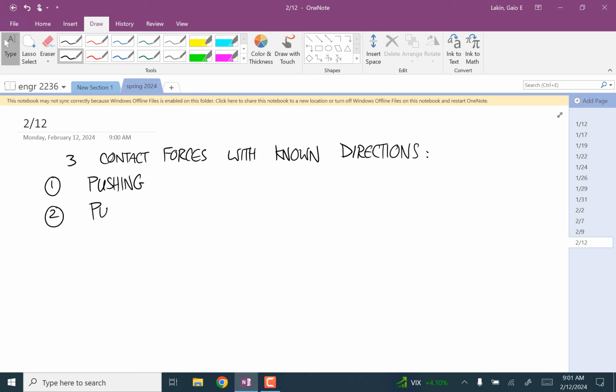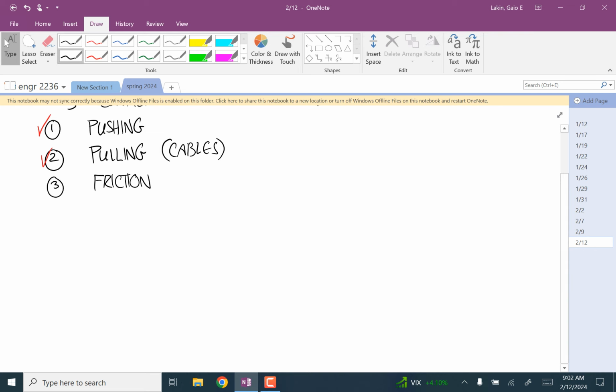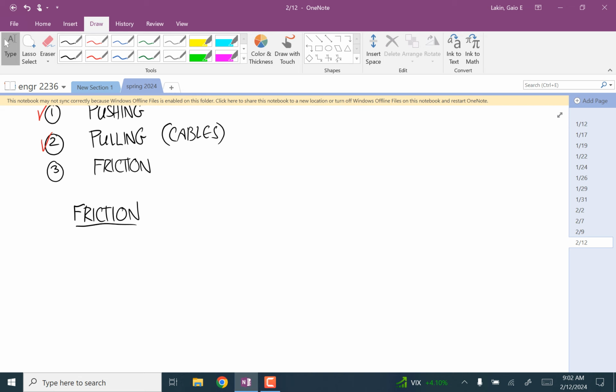The second one is pulling. You can always think of that as with cables. And the third one is friction. And we've done these 2, so the only one we have left is friction. So what do we know about the friction force?